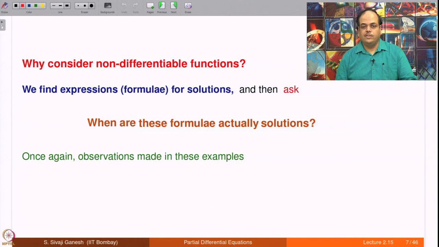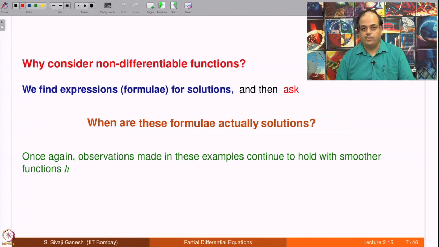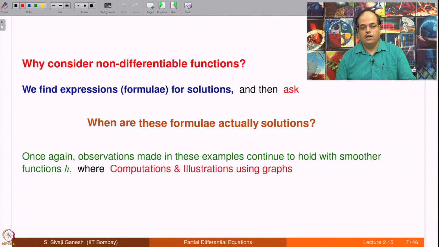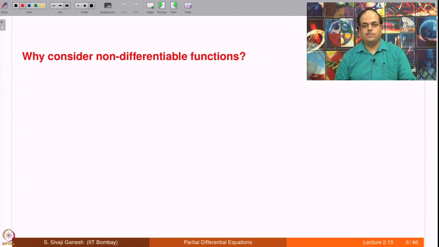Once again, observations made in these examples continue to hold with smoother functions. It is not that with smooth functions things are alright, no. But when you consider smooth functions, you cannot go from one constant to another constant in a smooth way. It takes some time where the function is not constant, and computations are difficult and illustrating them by graphs is difficult. But we can be assured that similar difficulties will be there even for such h. Only thing, it is more complicated.